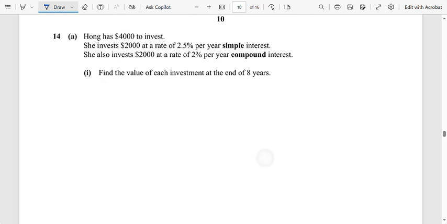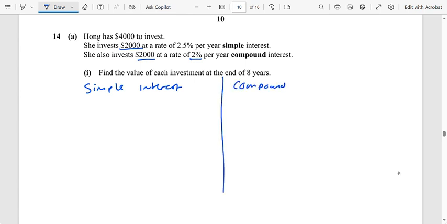In question number 14, Wong has 4,000 to invest. She invests 2,000 at a rate of 2.5% per year, simple interest. She also invests 2,000 at a rate of 2% per year, compound interest. Find the value of each investment at the end of 8 years. So here you are going to have simple interest investment, and here we are going to have compound interest investment.